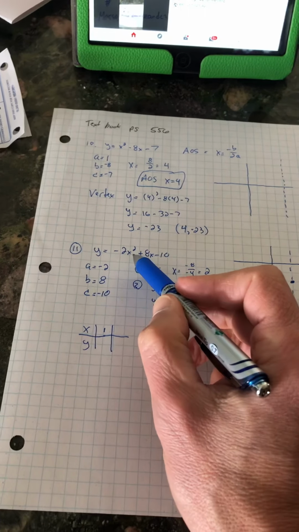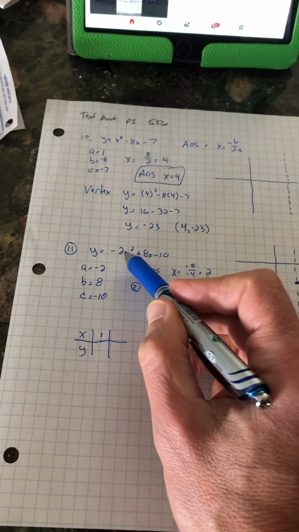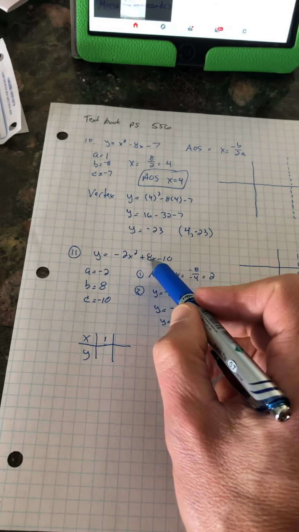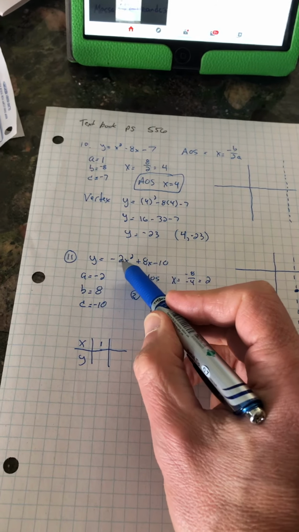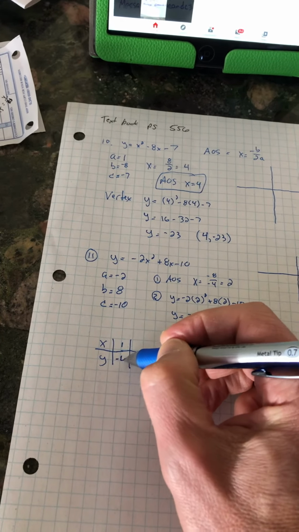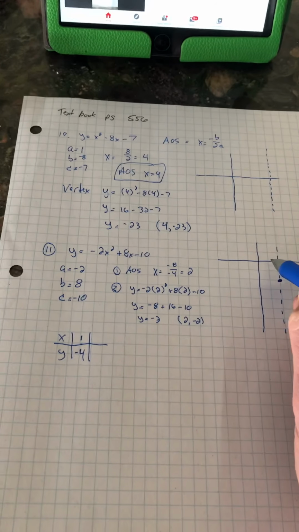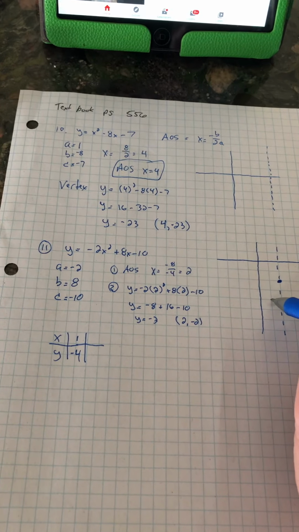When we plug 1 in, we just do the mental math. The calculator's helpful here, but 1 is not going to change anything if I square it, so it's going to be -2 plus 8 minus 10. So -2 plus 8 is 6, and 6 minus 10 is -4. So I'm going to end up at 1, -4.